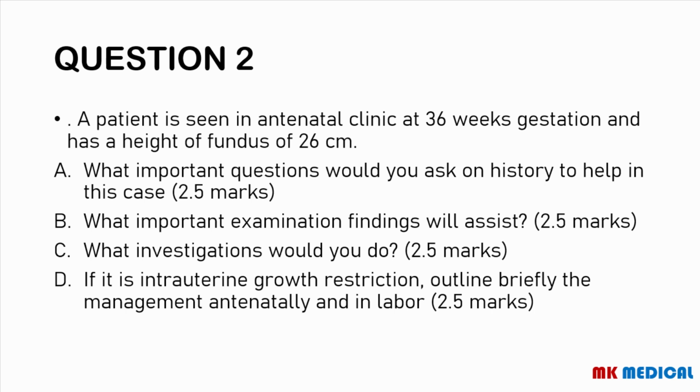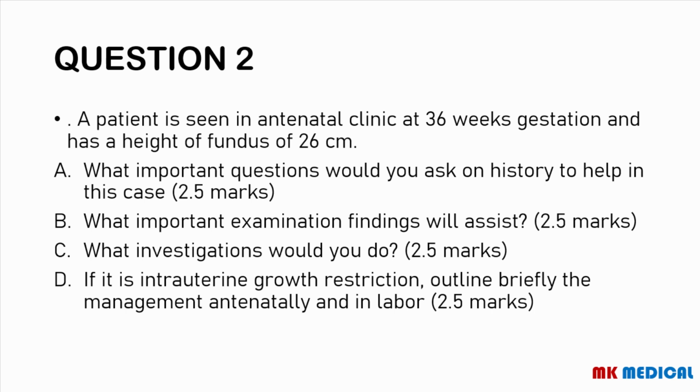So what investigation would you do? So blood investigations, a full blood count with a differential for any infections, screen for TORCH infections, and do urea, electrolytes, creatinine and liver enzymes. Then imaging, you want to do an ultrasound to estimate the fetal weight, also do a biophysical profile, check the volume of the liquor, and check for any abnormalities. You may also do a Doppler velocimetry of the umbilical artery if it's available.